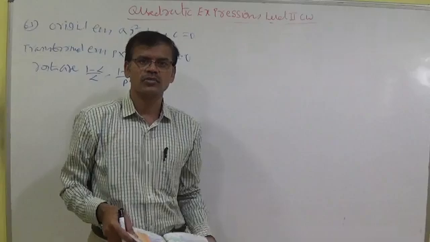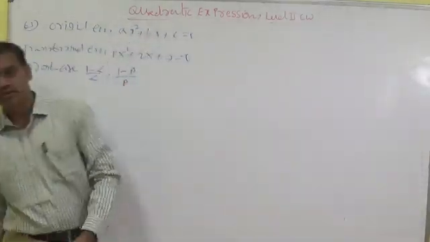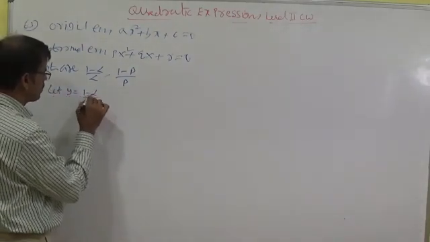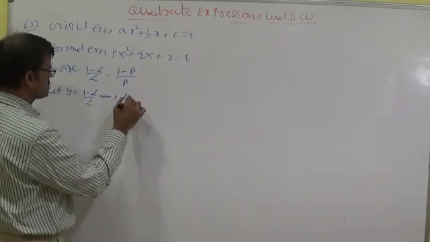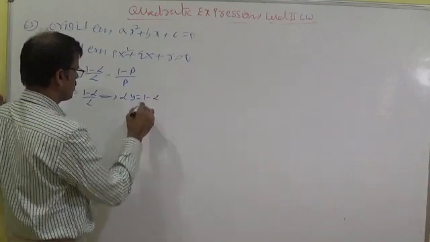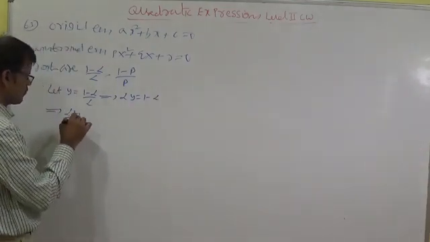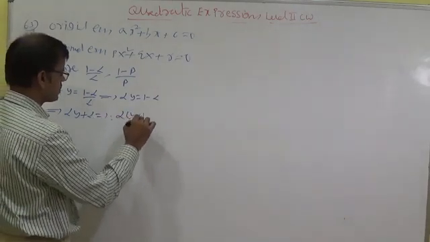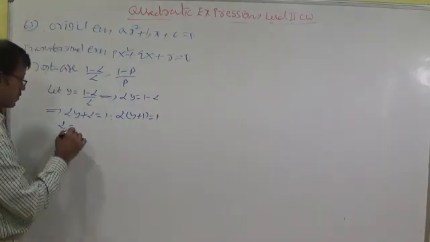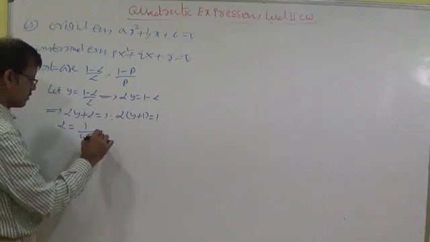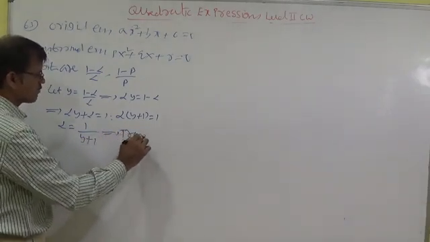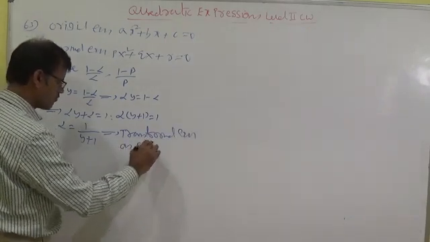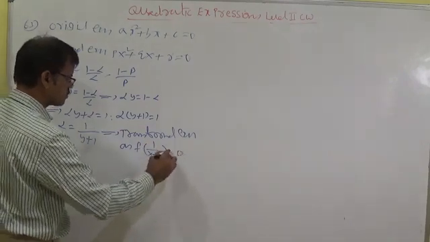Now to get the transformed equation we take it as y. Now we can understand here, let y is equal to 1 minus alpha by alpha. Take alpha as the subject. Alpha y is equal to 1 minus alpha. That implies alpha y plus alpha becomes 1. So alpha taken common, alpha into y plus 1 equal to 1. Alpha is equal to 1 by y plus 1. That implies the transformed equation is f of 1 by x plus 1 is equal to 0.